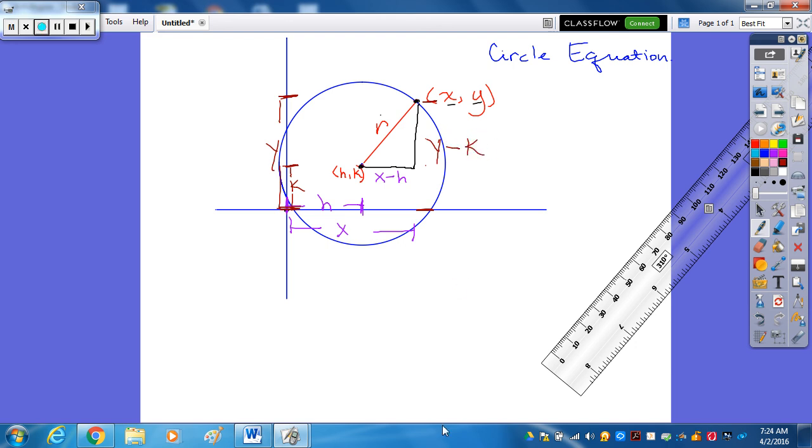Now, if I plug that into the Pythagorean theorem, the relationship that this point has to any point on the circle is going to look like this. (x minus h) squared plus (y minus k) squared is equal to the radius squared. Okay? And that's it. That's the formula. Now, I know it looks pretty complicated. There's lots of parts to it, but it's actually a very, very simple formula.